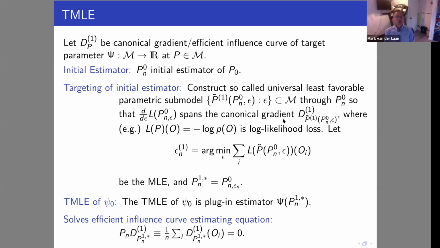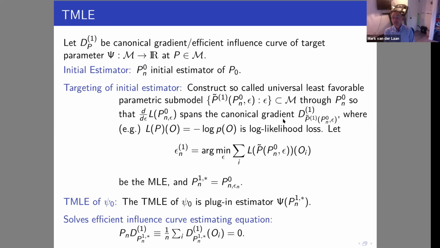And so the procedure then starts with, first, we need an initial estimator of the data distribution P0. So here we often propose super learning as a way to build a library of many algorithms, and cross-validation decides which algorithm performs best. But you can choose whatever you want, as long as it is flexible and a good estimator of the data distribution P0.